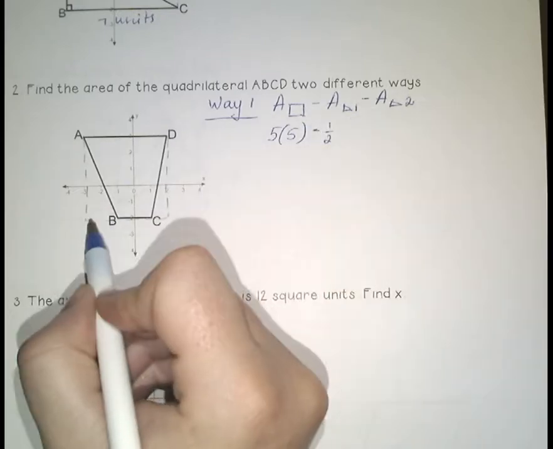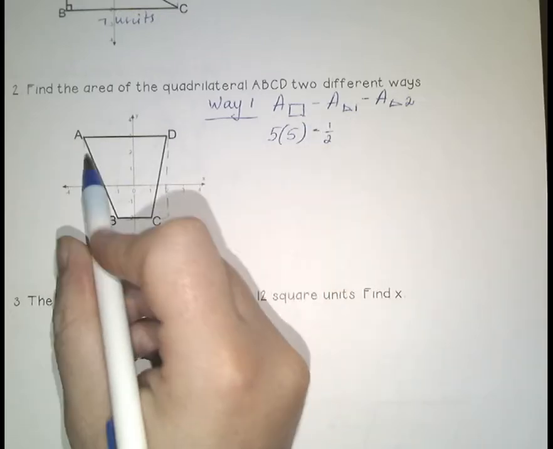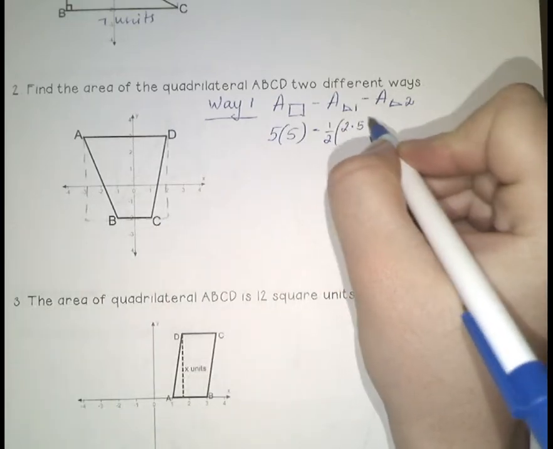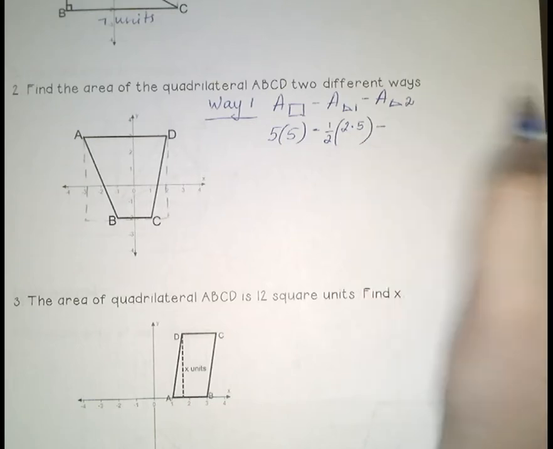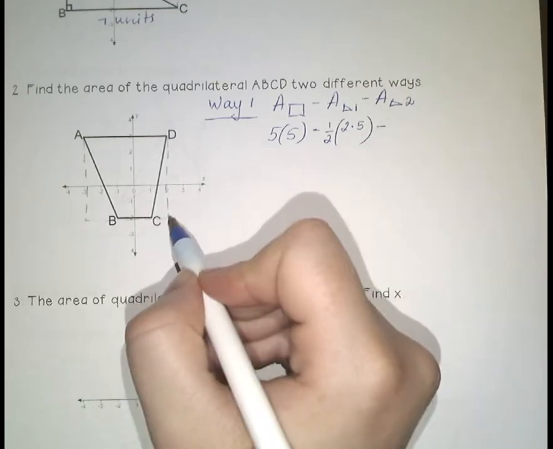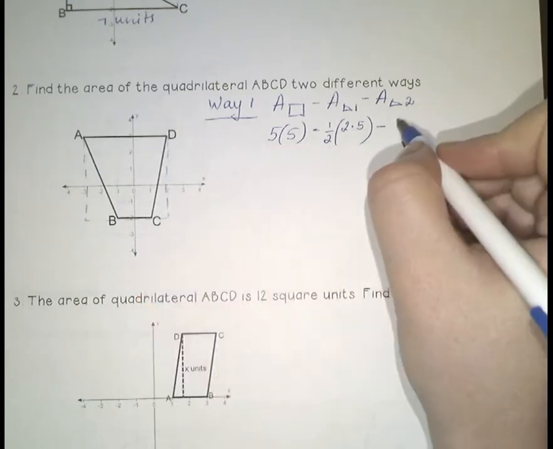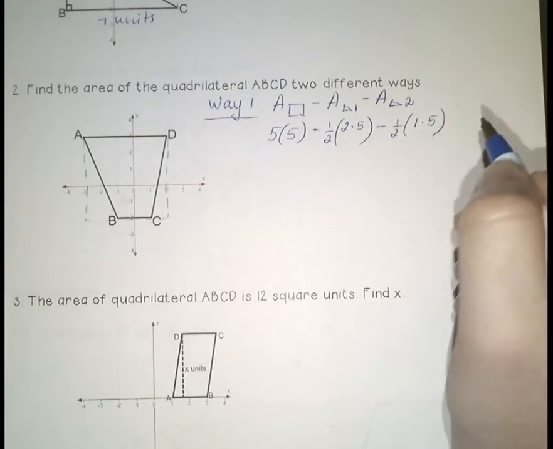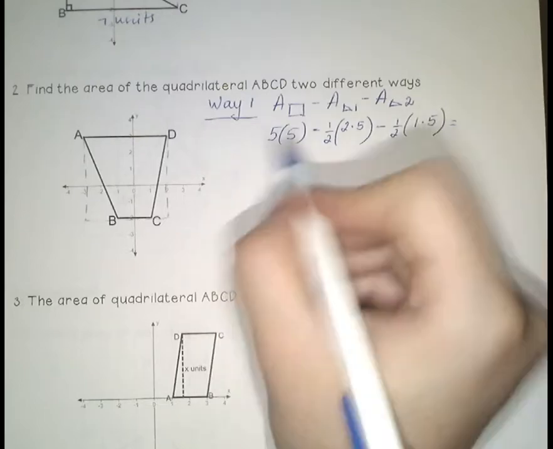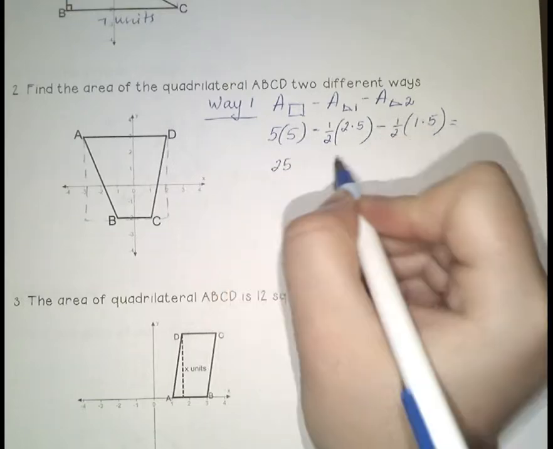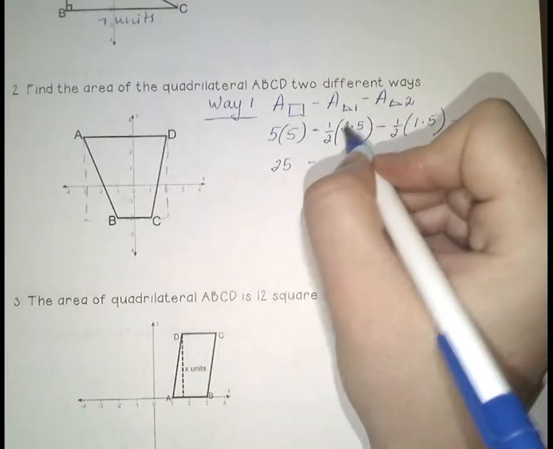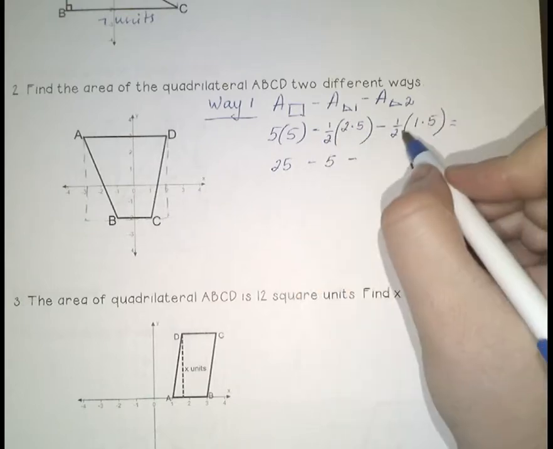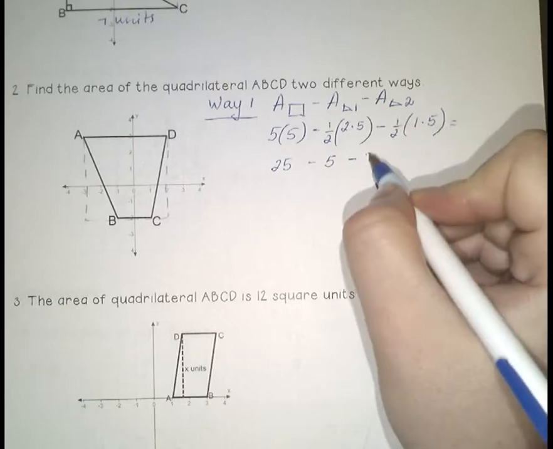Let's look at this one first. The base is 2 and the height is 5. So 1/2 of 2 times 5. And the second triangle right here, the base is 1 and the height is also 5. So 1/2 of 1 times 5. Okay, so that is 25 right here. And I'm subtracting, I can simplify 2 and 2, so I'm subtracting 5. And I'm also subtracting, this is half of 5, which is 2.5.